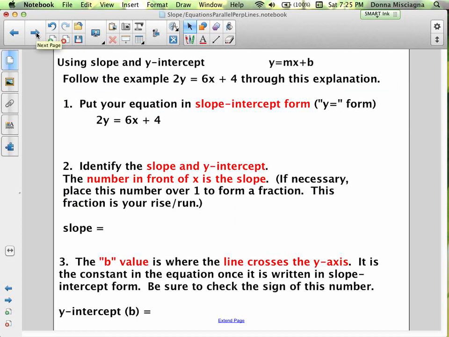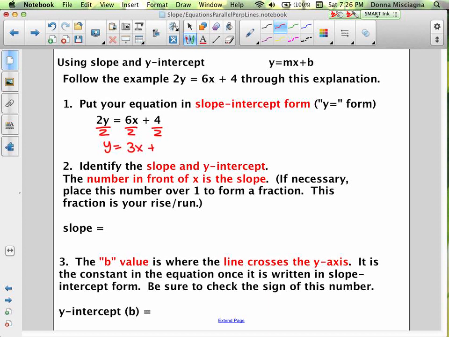All right, so here we're going to use the example 2y equals 6x plus 4, right? And so follow along, and we're going to put this equation into slope-intercept form, which means we need to isolate the y. Well, we won't have very much to do to isolate the y. We have just one thing to do, and that is divide by 2. y is equal to 3x plus 2.